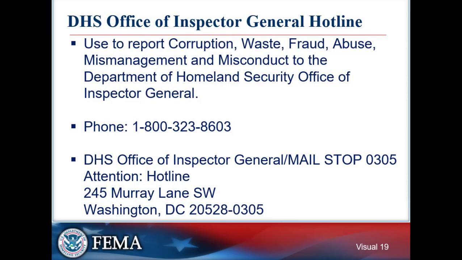Okay, one thing we always finish with is the Department of Homeland Security's Office of Inspector General hotline. We hope you never have to use it, but if you do need to report corruption, waste, fraud, abuse, mismanagement, or misconduct, then they have a phone number at 1-800-323-8603, as well as a mailbox where you would mail things to: DHS Office of Inspector General Mail Stop 0305, Attention Hotline, 245 Murray Lane Southwest, Washington, D.C.